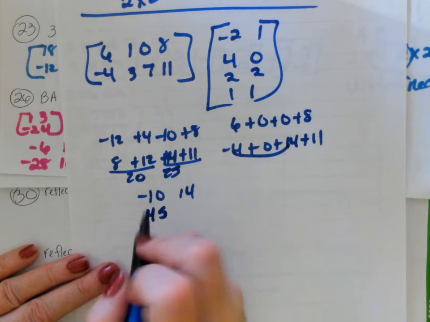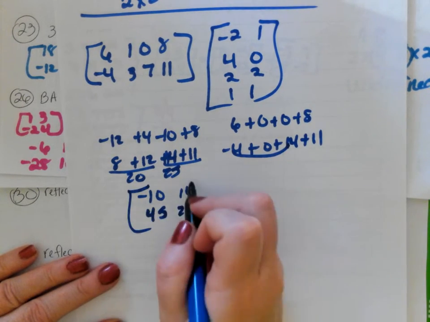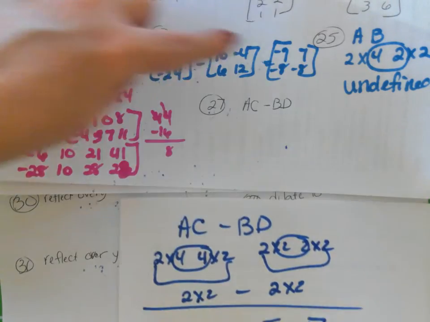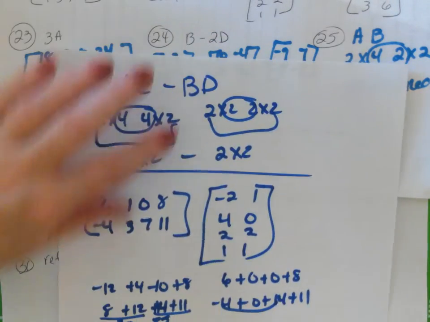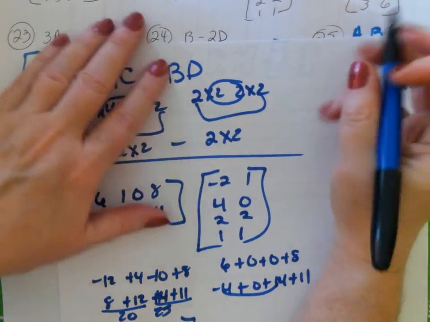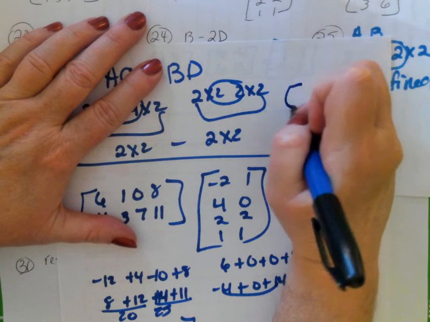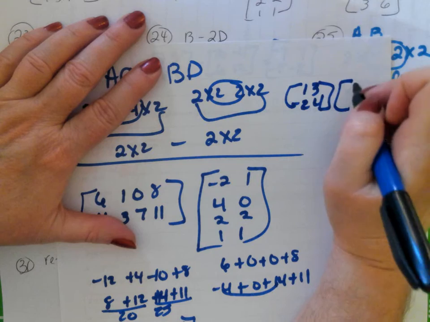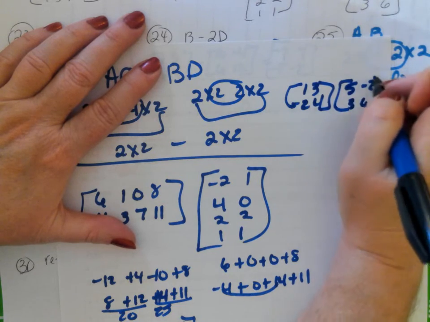That's 10. That's 21. Minus B times D. Did I do B times D already? I did not. So I got to find B times D. So B is 1, 3, negative 2, 4. And D is 5, negative 2, 3, 6.